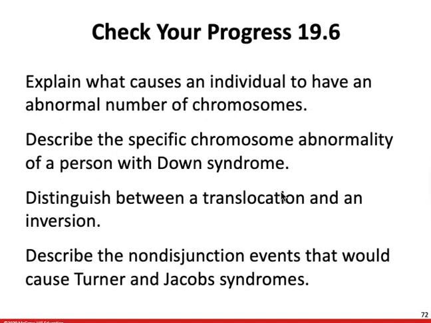All right, so you should be able to explain what causes an individual to have an abnormal number of chromosomes, be familiar with non-disjunction, when and how it can occur. You should be able to also distinguish between a translocation and inversion. We did talk about Down syndrome, we talked about Turner and Jacob syndrome, but I am going to ask that you specifically pick one to study with, know, and be familiar with for the cases of our unit quiz. All right, if you have any questions, comments, or concerns, please let me know.